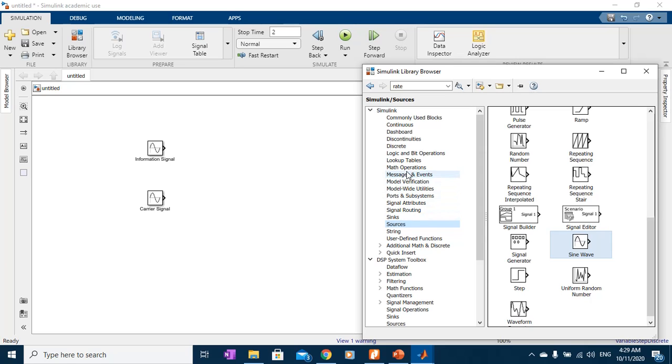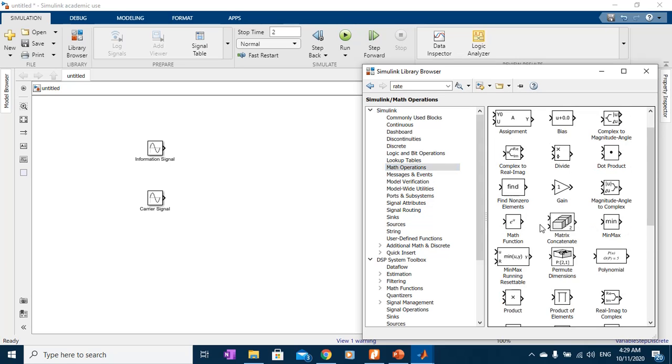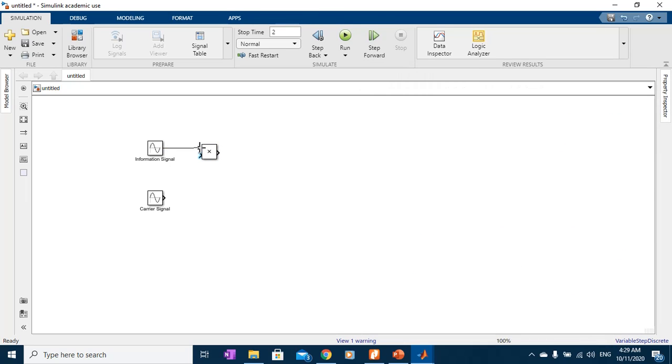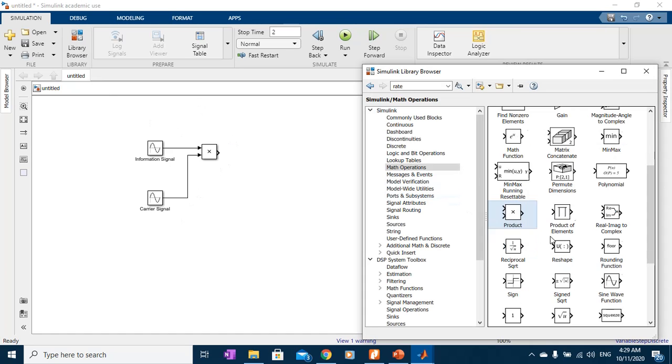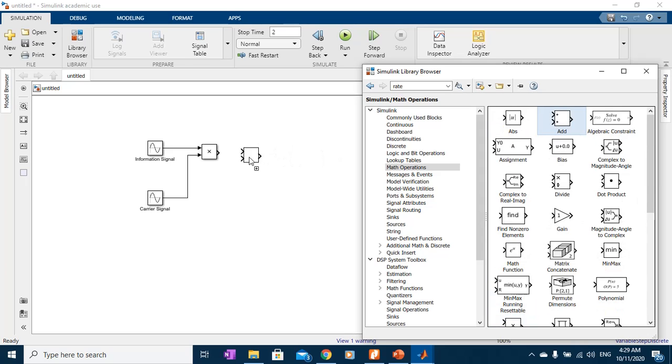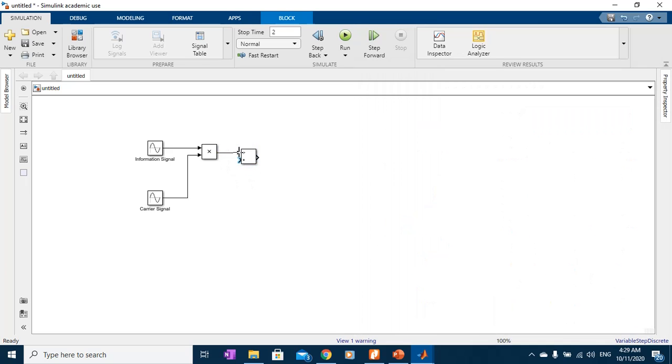Next, we need to multiply both signals by using the product template. The output of the signal needs to be added with the carrier signal itself. Thus, we have the complete modulated signal by using only an add block and multiply block. We can monitor the output by logging the signals.